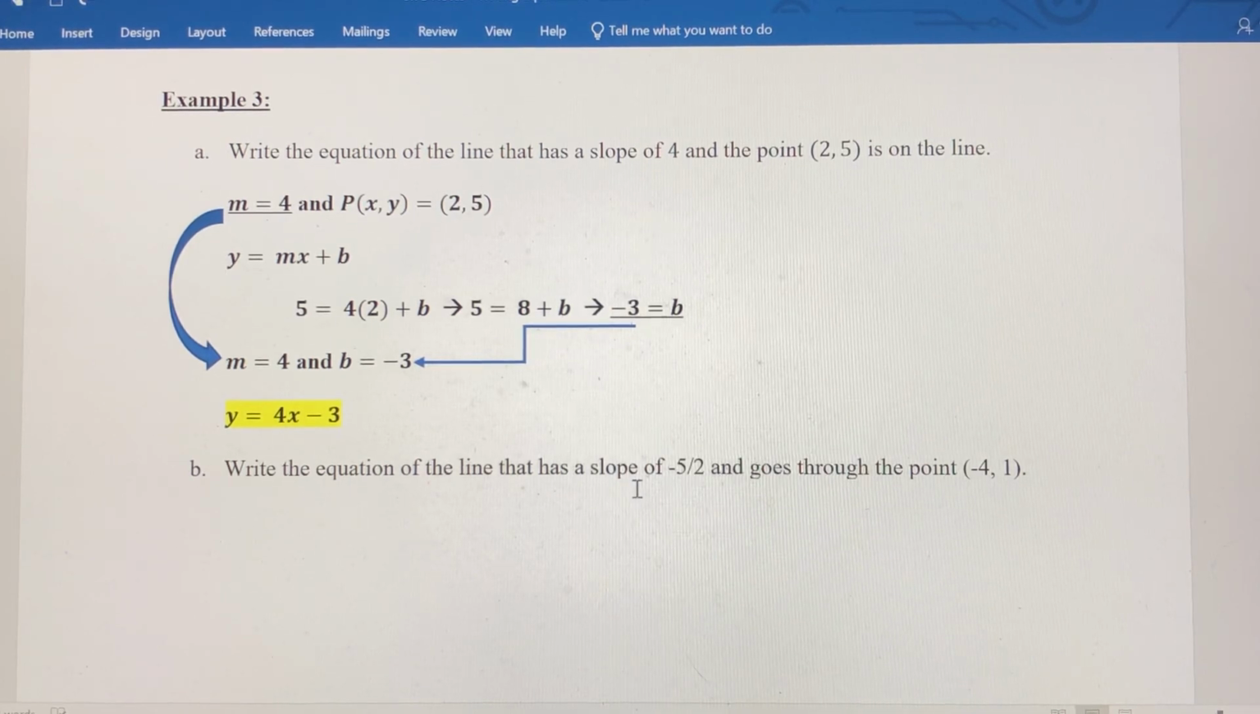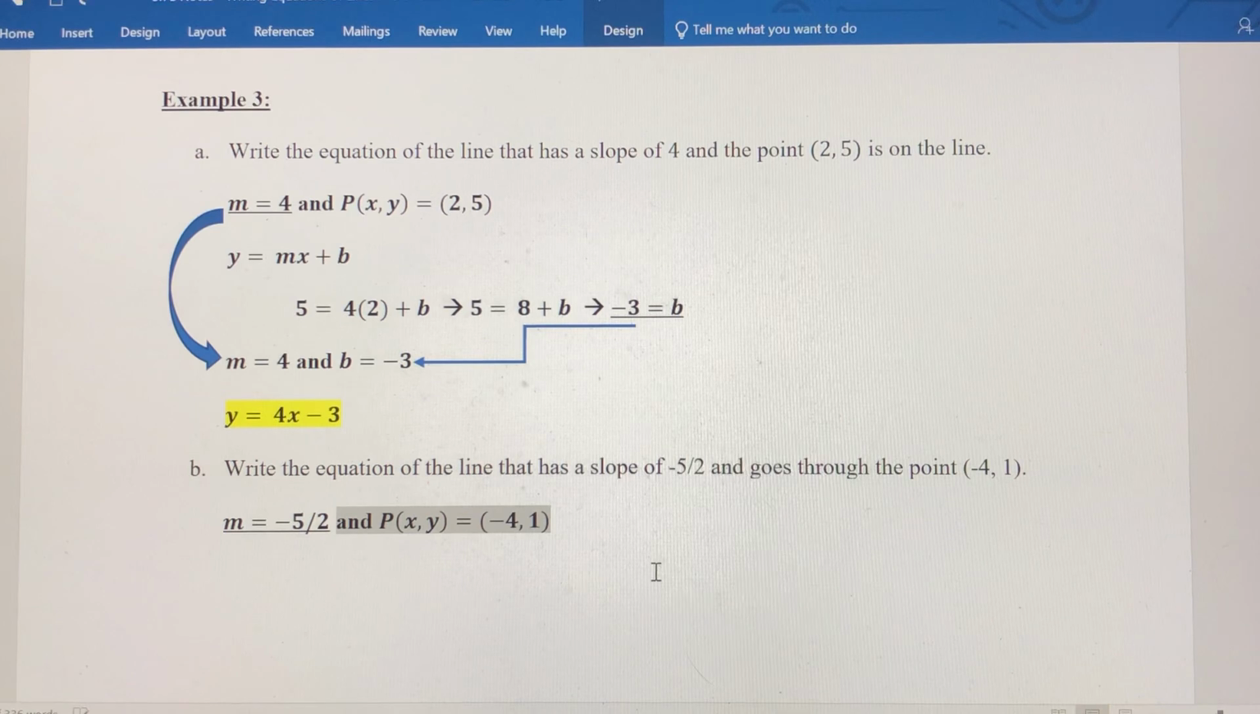Try part B. We know the slope is -5/2. We know the line goes through -4, 1. Okay, so pause the video here, try to do what happened here, and then come back and check your work. Okay, so I know the slope is -5/2, and I'm going to use that in my equation for sure. That's going to go in front of x when I'm done, okay? I know my point that's given to me is in the form x comma y, so x is going to be -4, and y corresponds with 1 here, okay?